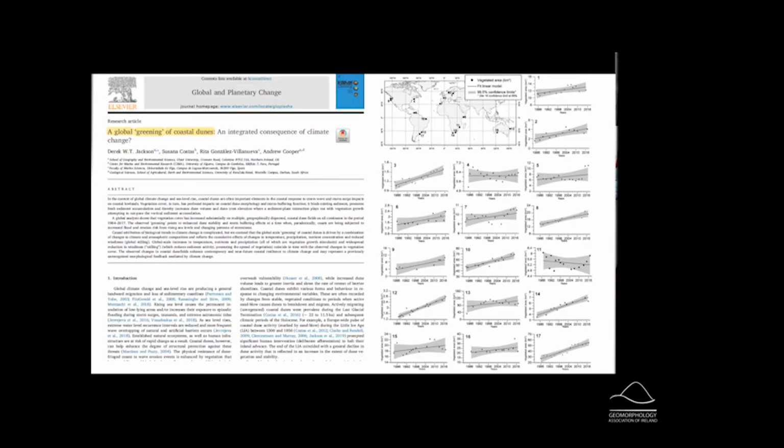And Derek and Andrew changed this not only from a regional picture or a national picture, but they scaled this up to a global picture as well. And they found a very, very similar story that was told at Port Stewart, throughout Ireland and throughout the UK as well.